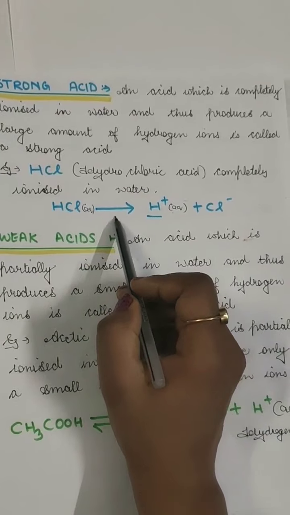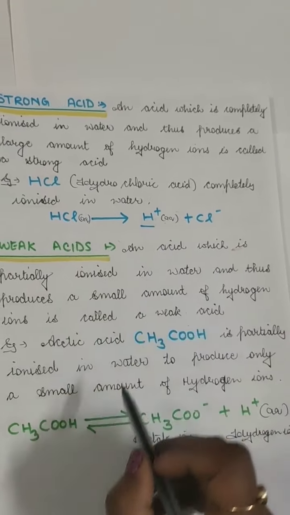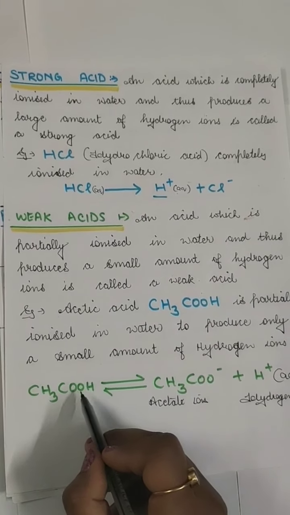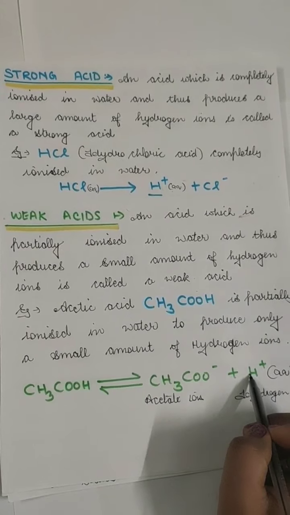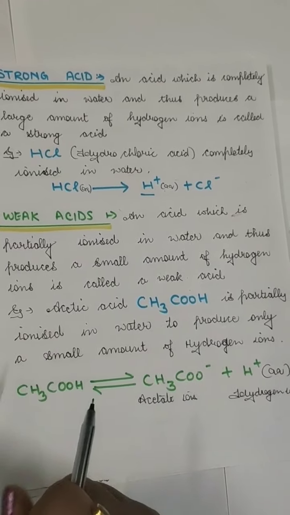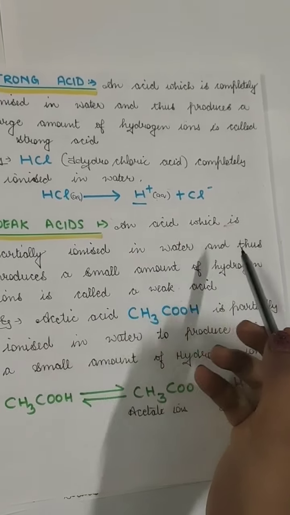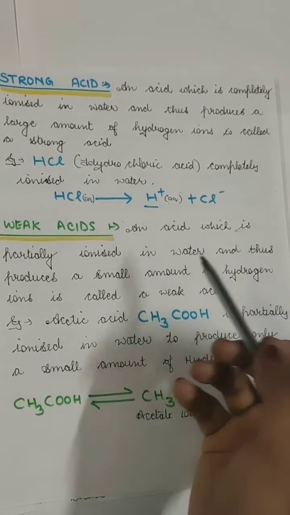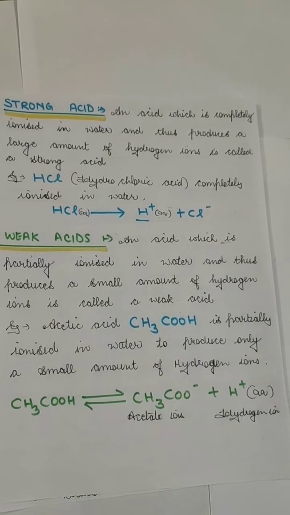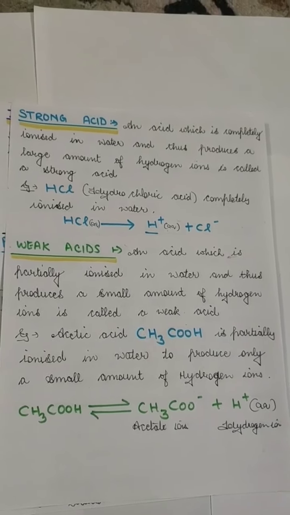This arrow describes that all the hydrogen is converting into hydrogen ions, but here there are two arrows, reverse arrows also. That means not all of it is converted into hydrogen ions. A few are again mixed back, so it will not dissociate completely. An acid which is partially ionized in water and thus produces a small amount of hydrogen ions is called a weak acid. That means it does not ionize completely but partially.